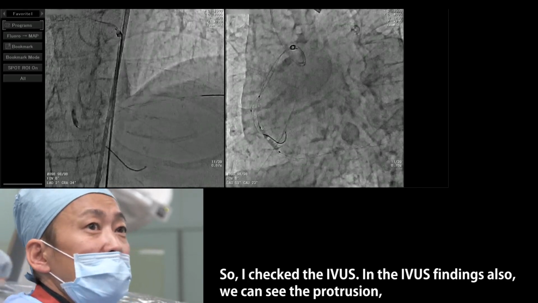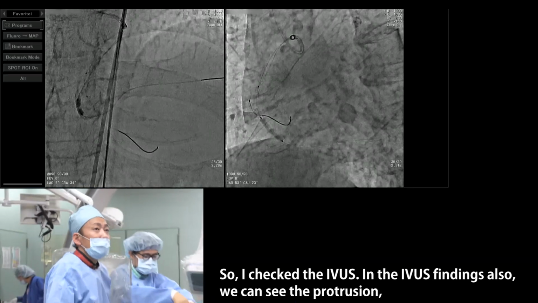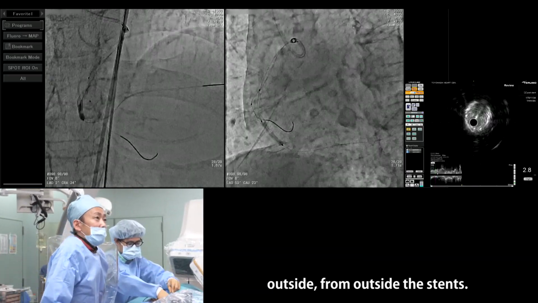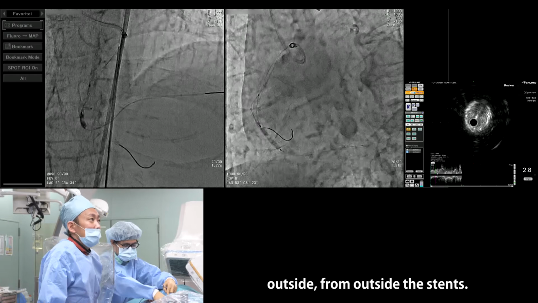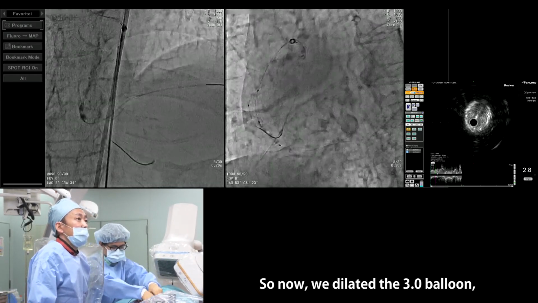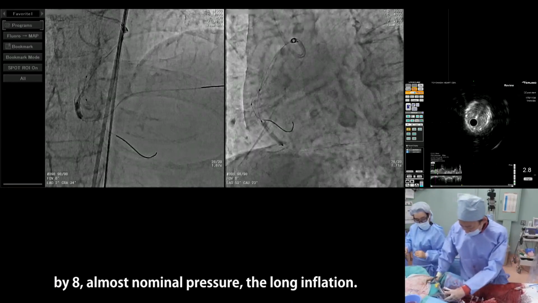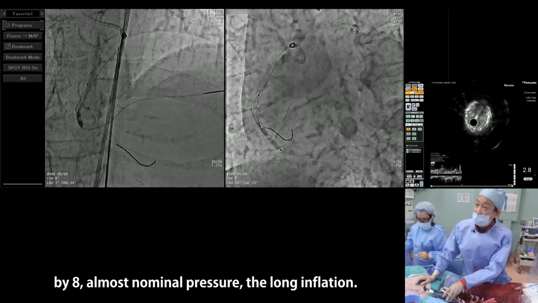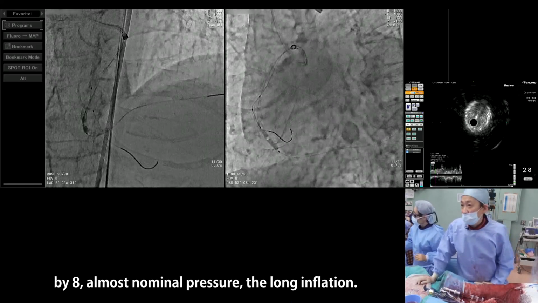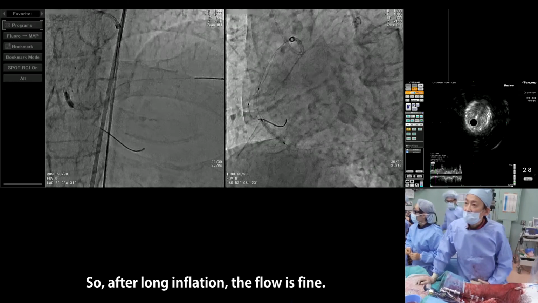Okay, after stenting, we can see a very big protrusion inside the distal stents. So I checked the IVUS. In the IVUS findings, we can also see the protrusion outside the stents. So now we dilated the 3.0 balloon at 8, almost nominal pressure, a long inflation. So after long inflation, the flow is fine.